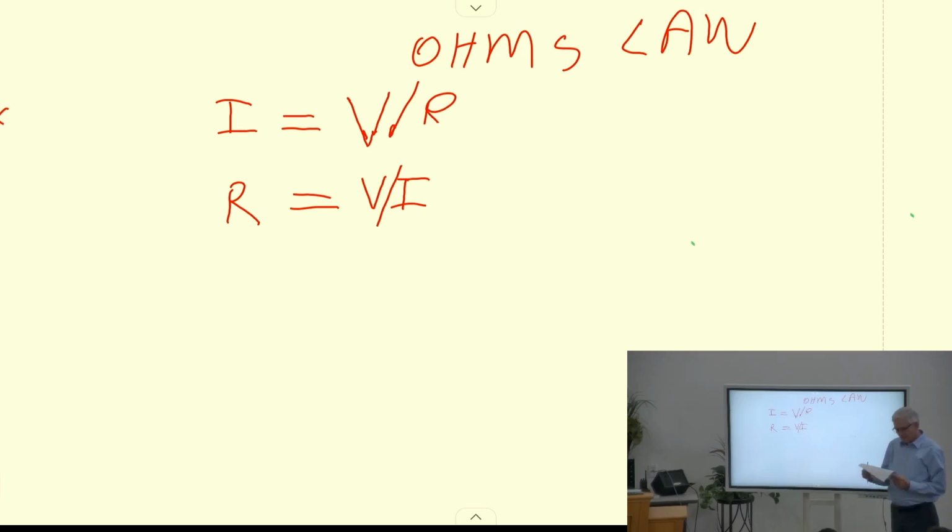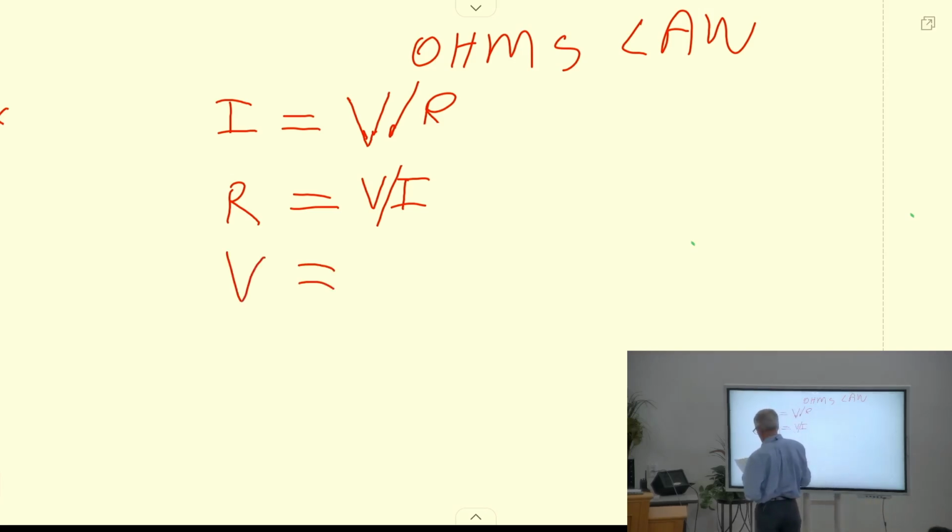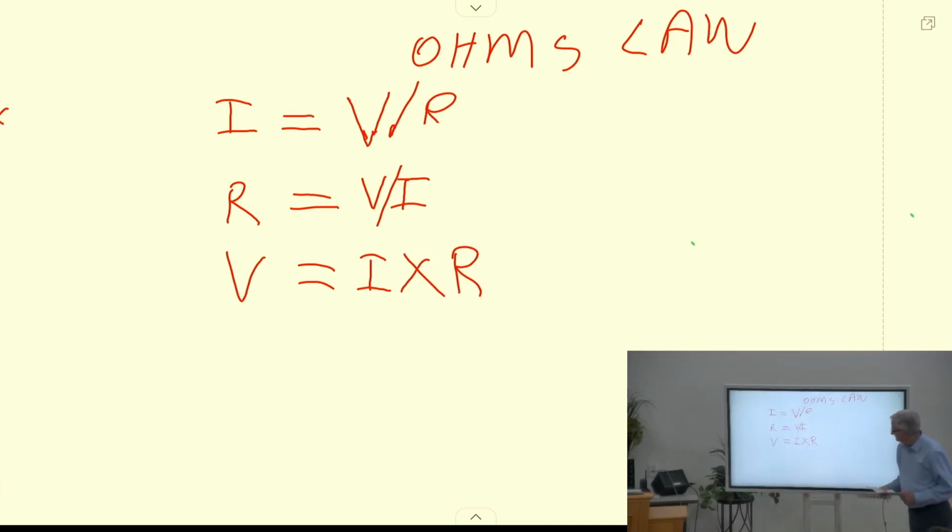All right, now let's do this. Voltage equals current times resistance. Okay? Voltage equals current times the resistance. For instance, let's do a little different circuit to illustrate that.